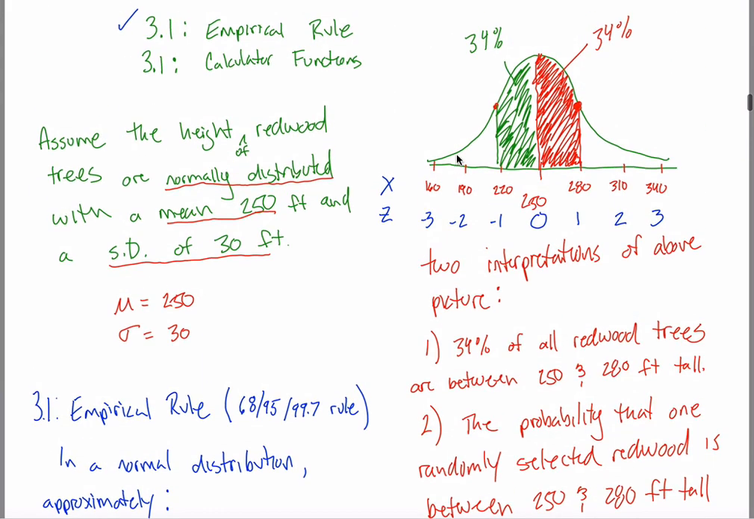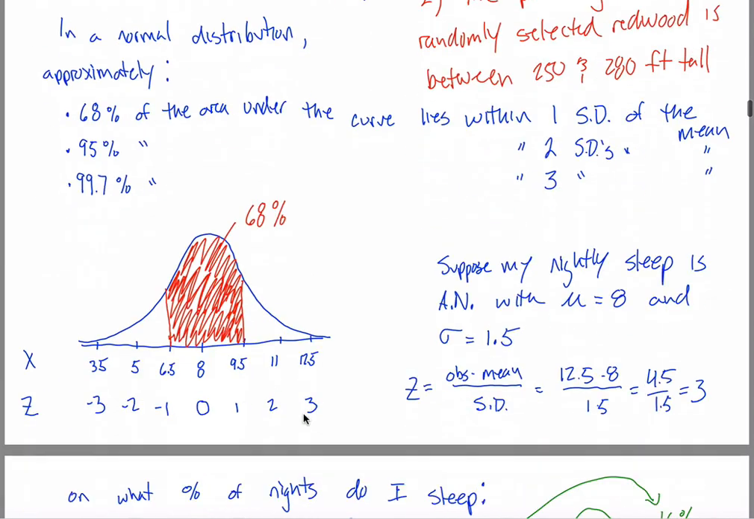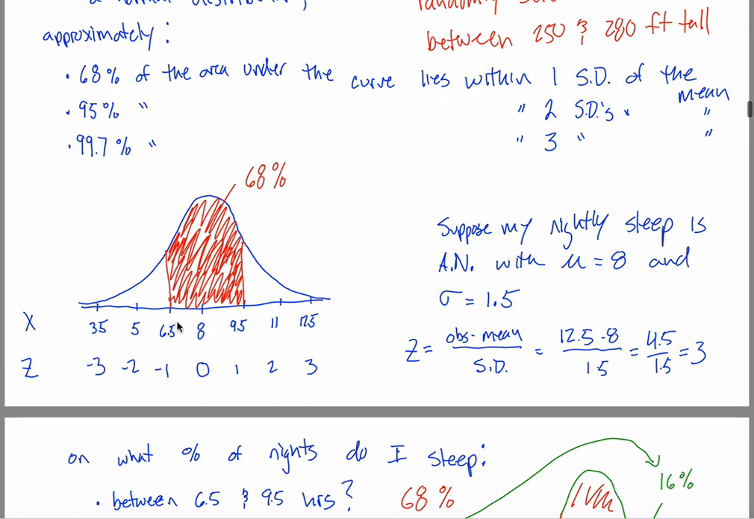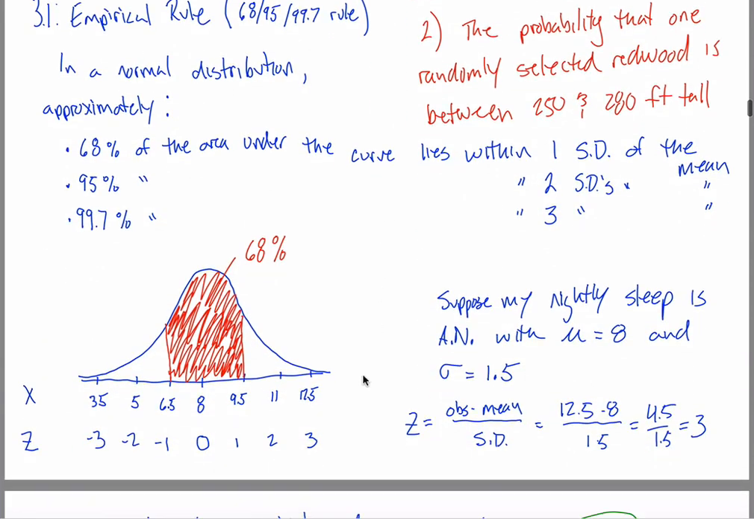And it'll end up being more useful later in this class when we get into a really difficult topic called hypothesis testing. These are what are called normalized values. Essentially, they just let us compare any normal distributions. Right? This normal distribution and this normal distribution are really the same. If I ask you what percentage of nights I sleep between 6.5 and 9.5 hours, I'm really asking you what percentage of trees are between 220 and 280 feet tall. And if you could see that connection, you're really starting to understand the empirical rule.